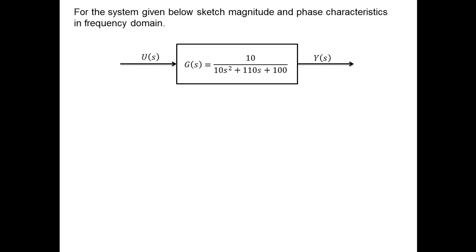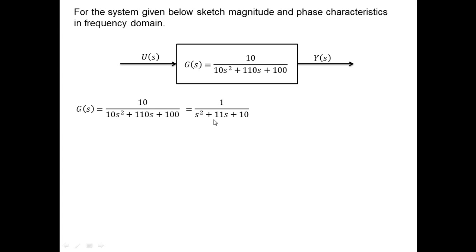Okay, in the second problem, I would like to draw the Bode plot of this transfer function. To find this, I have G(s) equal to 10 over 10s squared plus 110s plus 100. At the first step, I just factor out 10 from the numerator and denominator, so I will have 1 over s squared plus 11s plus 10.